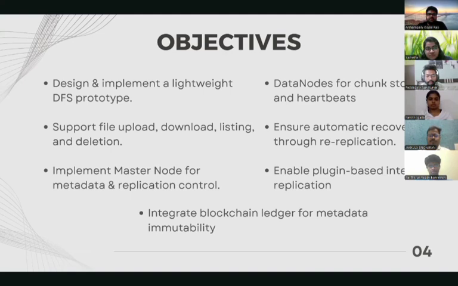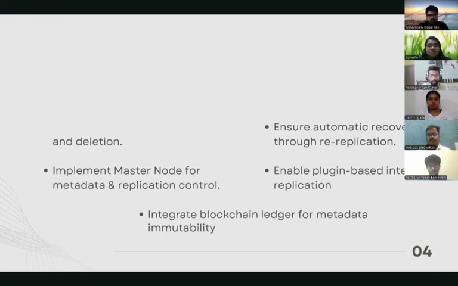To ensure automatic recovery by re-replicating data when a node fails. To add plugin-based intelligent replication so different strategies can be tested easily. To integrate a blockchain ledger to keep metadata records secure and immutable. Thank you. Next slide. Continue.